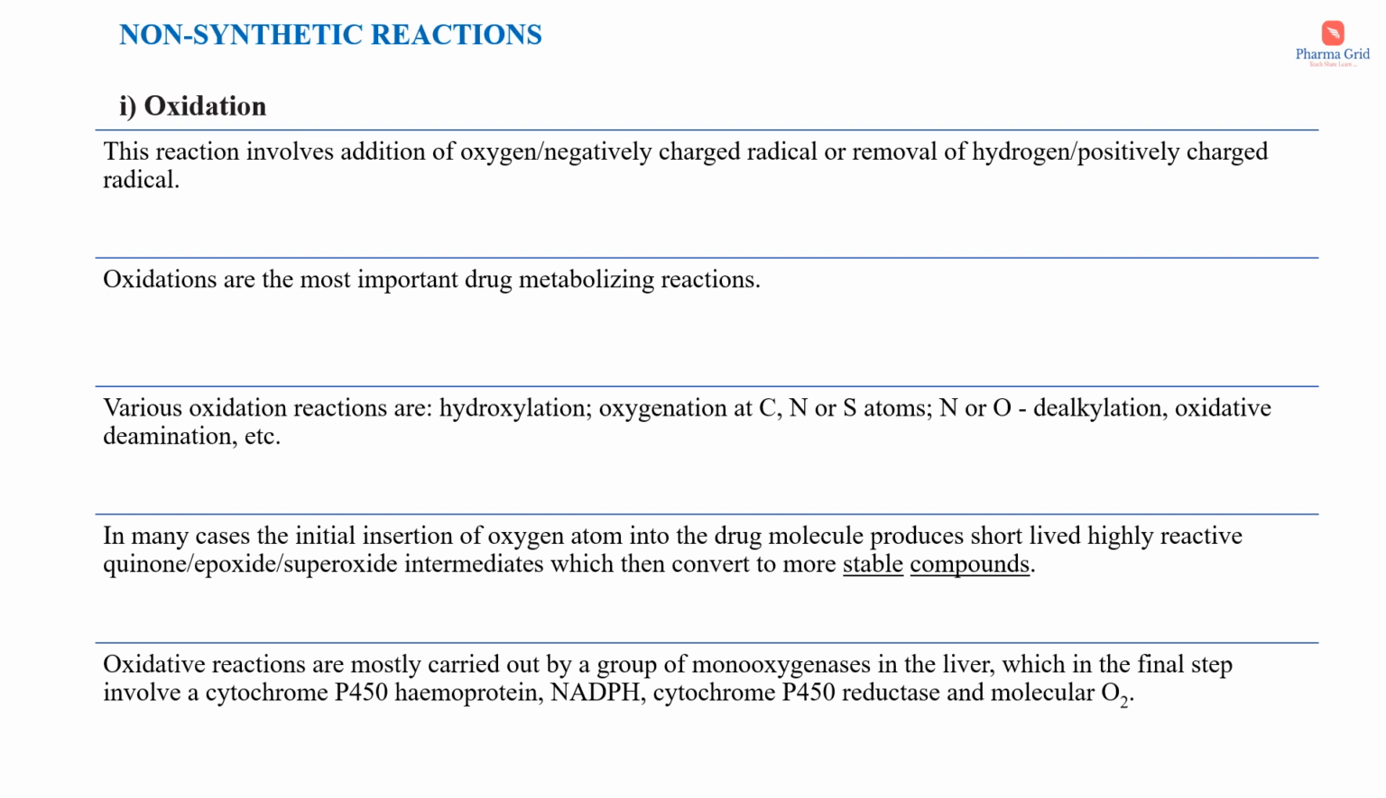Oxidative reactions are mostly carried out by a group of monooxygenases in the liver, which in the final step involve a cytochrome P450 hemoprotein, NADPH-cytochrome P450 reductase and molecular oxygen. So oxidation is nothing but the addition of oxygen or removal of hydrogen. Most of the oxidation reactions are carried out by microsomal enzymes, which include cytochrome P450, the most important one, and others include FMO, that is flavin-containing monooxygenases, then epoxide hydrolase, etc.